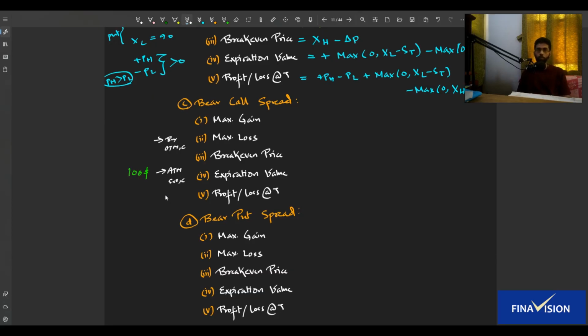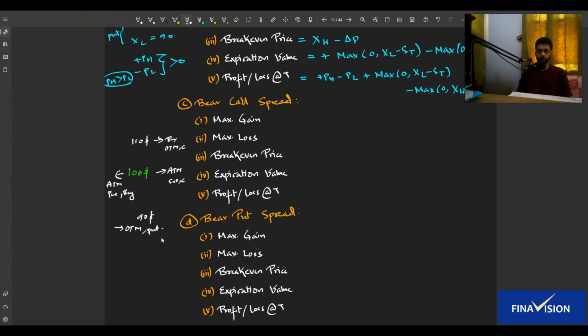And in case of a bear put spread, it is just the reverse. We are buying the ATM put, and the lower strike, the out of the money put, somewhere here. Let's say in case of the call, the higher strike is $110, and in case of a put, let's say it is around $90, and we are selling this one. We are selling this out of the money put.